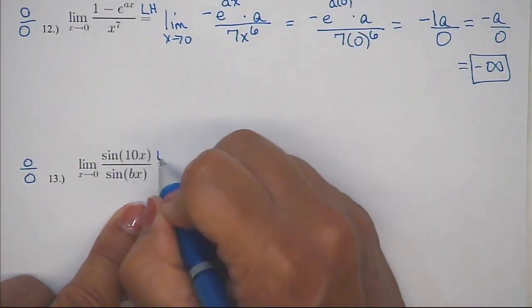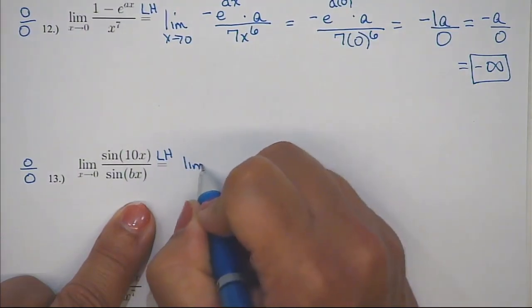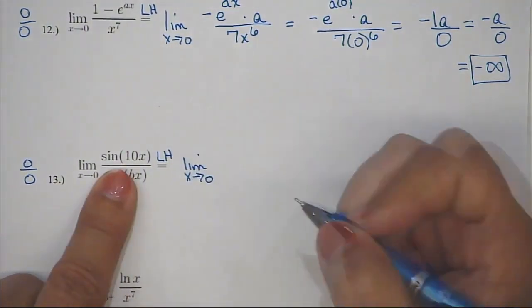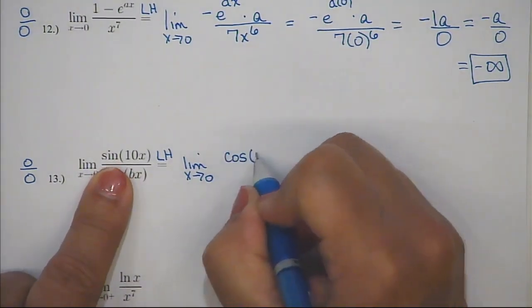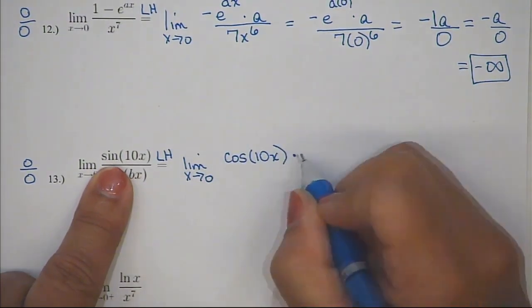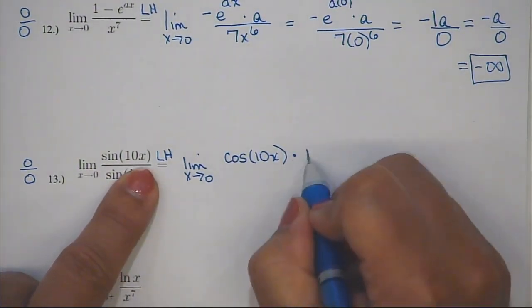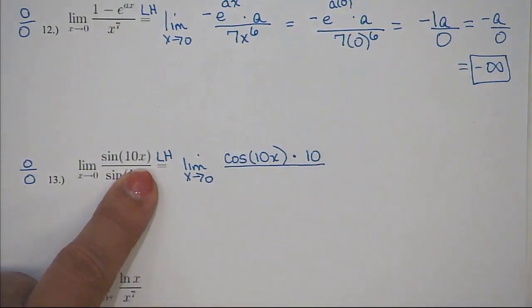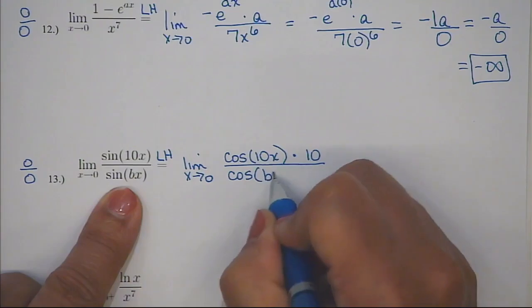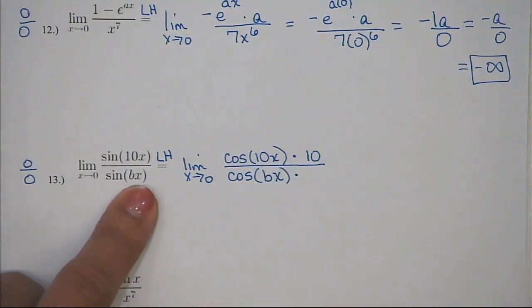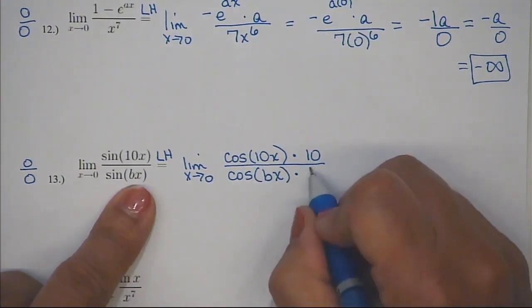All right, so L'Hopital's rule. Limit as x goes to 0. All right, so the derivative of, this is a chain rule, so don't forget to do the derivative of the inside. So the derivative of sine is cosine, leave the inside alone. And then times the derivative of the inside, which is 10. And then the same thing on the bottom. Derivative of the sine of bx is the cosine of bx, leave the inside alone. And then times the derivative of the inside, which will be b.